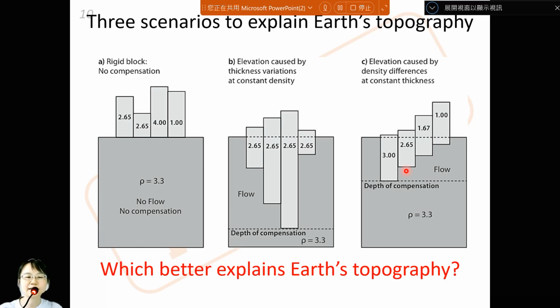Which one better explains the Earth's topography? I guess you know what I'm going to tell you. Of course, this one. But this one, in a way, also makes sense. Of course, we know for the Earth, we don't have same thickness. But for the Earth, we know we have oceanic crust, which has this density, and we have continental crust, which has this density. So the combination of this one and this one will be closest to the Earth's topography.